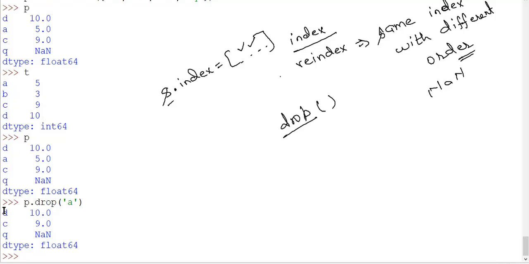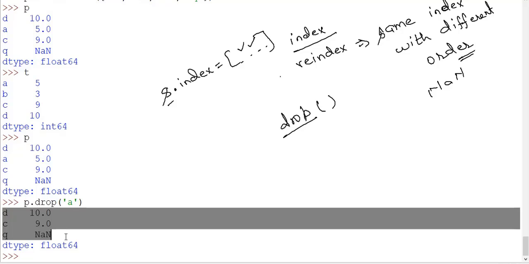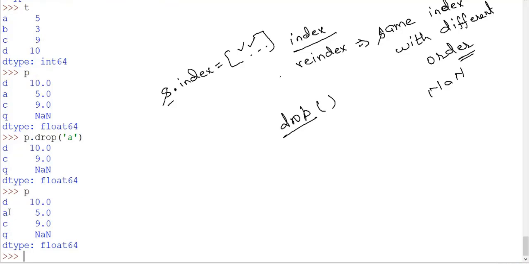In the output, you can see that the a value is not available, the a index is not available. But if I check p, it is still available here. Why? Because it is value mutable, not size mutable, so it's not allowed to remove elements from it. It's going to create a new series object.